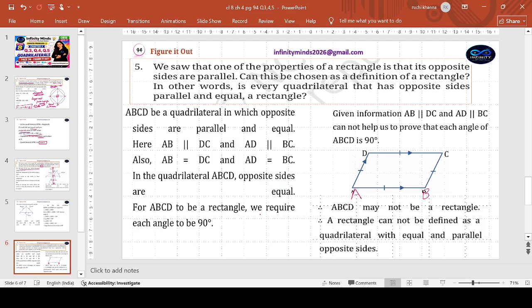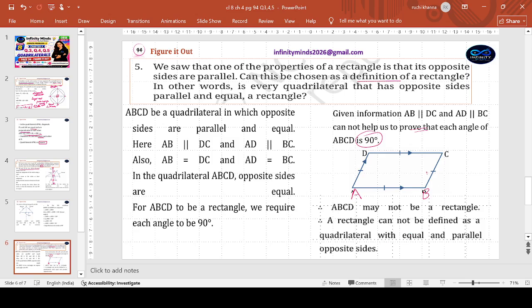For ABCD to be a rectangle, we require each angle to be 90 degrees also. The given information that opposite sides are just being parallel and equal is not sufficient for something to be a rectangle. For something to be a rectangle, the angle should also be 90 degrees. So this is not sufficient, and it can't be taken as a core definition. The 90 degree fact doesn't get guaranteed, so ABCD may not be a rectangle. A rectangle cannot be defined as a quadrilateral with parallel equal opposite sides.